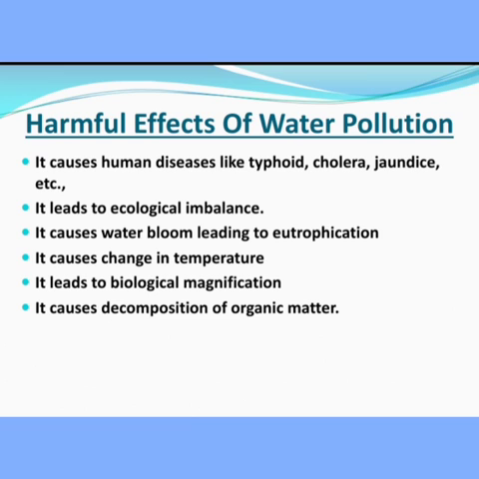I'll tell you what eutrophication is in the next slide, okay. That is said to be water bloom, which causes eutrophication and affects aquatic life. And it causes change in temperature as well. It leads to biological magnification. Again, I'll explain this biological magnification in the next slide. And it causes decomposition of organic matter, okay. So these are all the effects of water pollution.